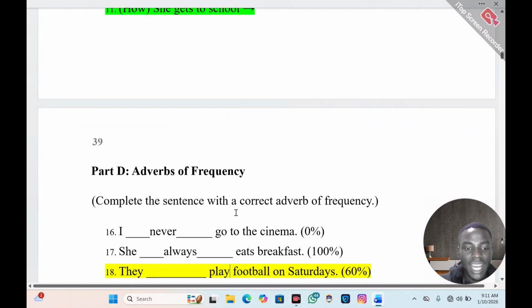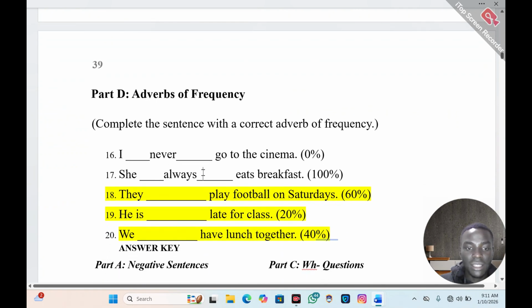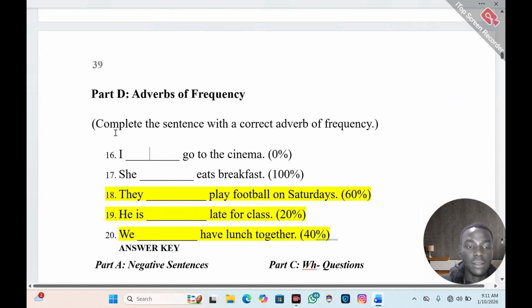Good. Now let's see the exercise on adverbs of frequency. Complete the sentence with the correct adverb of frequency. I go to the cinema, 0%. This person doesn't go to the cinema. So we say, I never go to the cinema. She eats breakfast, 100%. It means that this lady eats breakfast every day, every time, always. So we say, she always eats breakfast.